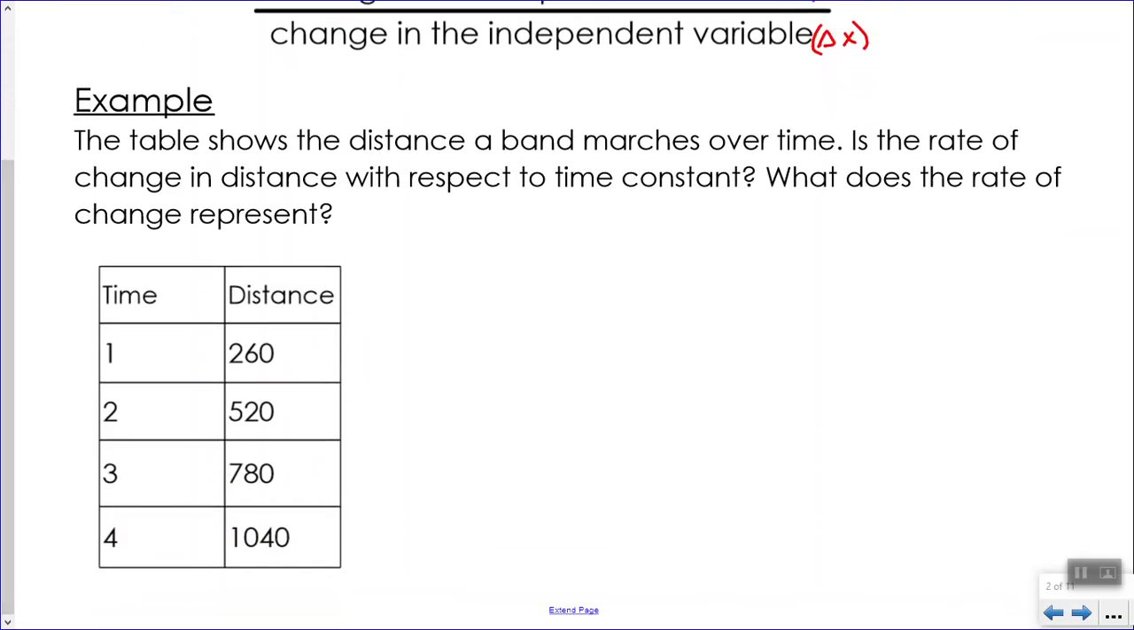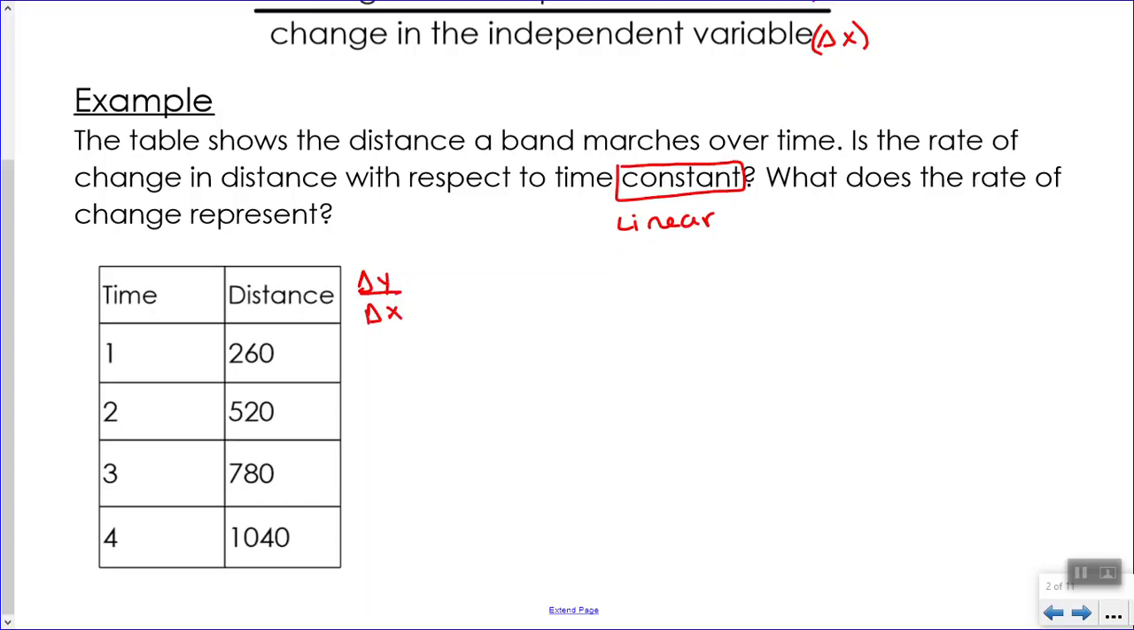So here we have a table showing the distance a band marches over time. We want to know, is the rate of change constant? Anytime we're talking about linear functions, our rate of change is constant. That means we're changing by the same ratio of change in y to change in x. And then we want to know, what does that rate of change represent? So we're going to look for our change in y over our change in x.